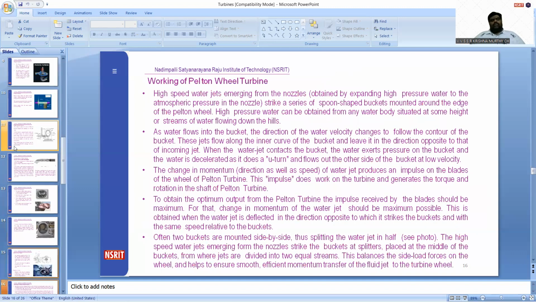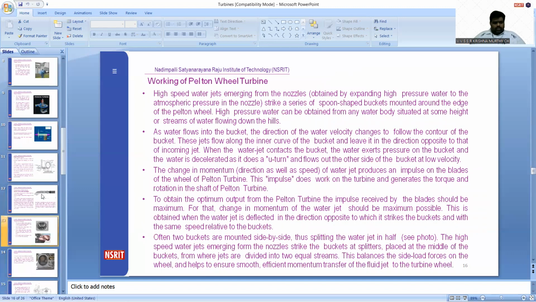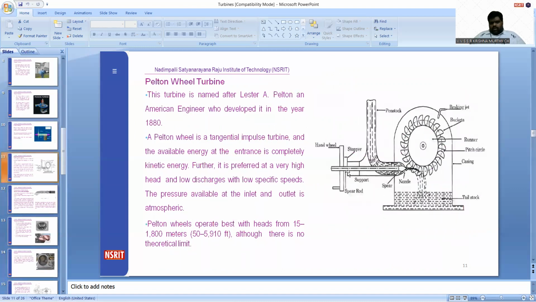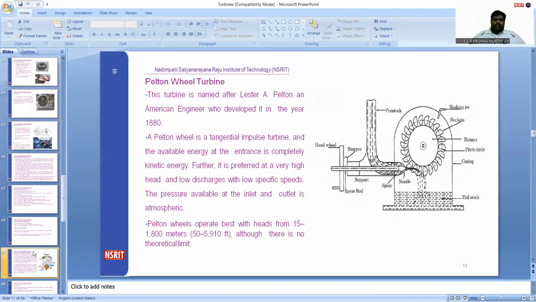So the working is, if you see this, whenever water from the reservoir moves through the vanes, the bucket starts and the runner wheel starts rotating, where the shaft is connected to this runner. With this shaft connected, we can generate electricity, as it is coupled to the generator.